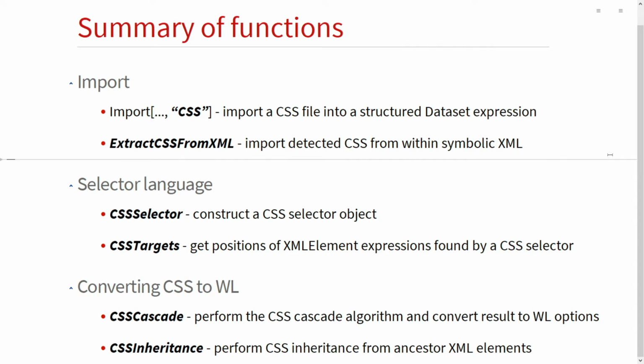And then really the meat of this is I wanted to create a project where you could actually use the CSS language in the Wolfram language in the styling. And so the CSS Cascade and inheritance functions will perform the CSS algorithms and then ultimately resolve to Wolfram language functions.